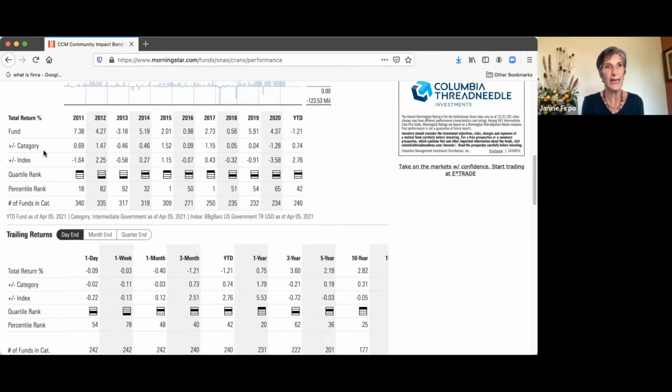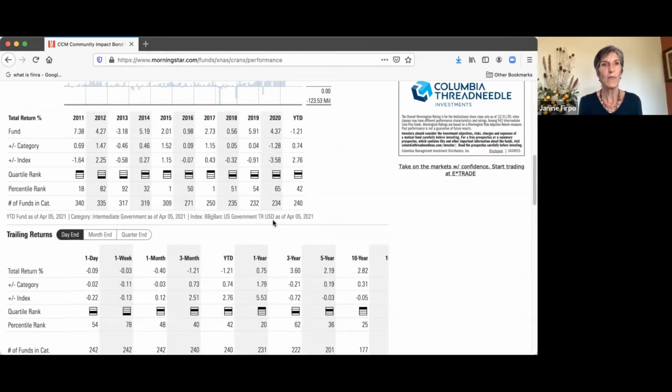You can also see how this fund did in terms of the category and how it did in terms of the index, whether it is outperforming the index or not. And it has done better in many cases. These are all positive numbers, except for last year, than the category, but it has not always kept up with the index. So what is the index? That's a good question. Here's the index they're using. This is a Barclays US Government Treasury USD index.